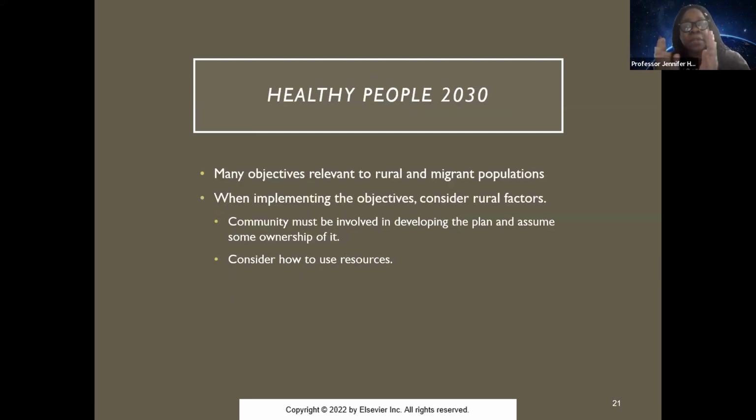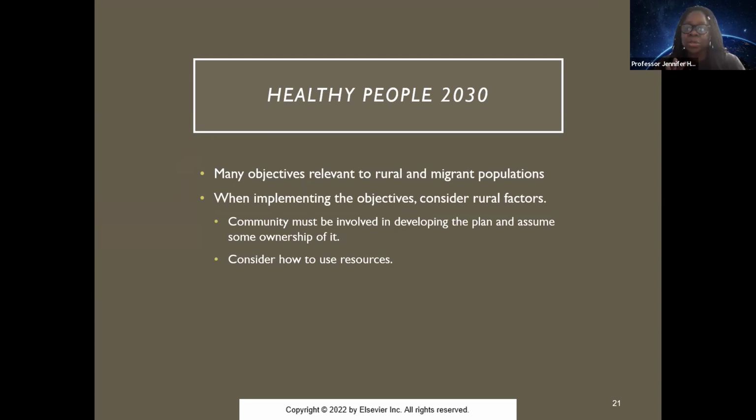And so specifically for Healthy People 2030, when you're implementing objectives, consider the role of factors such as the sparse population, the remoteness of it all, the resources that are lacking, the personnel shortages, all of that. Physical, emotional, and social isolation have to be taken into effect.